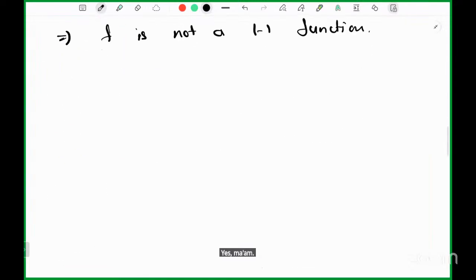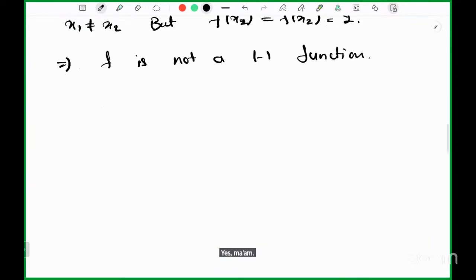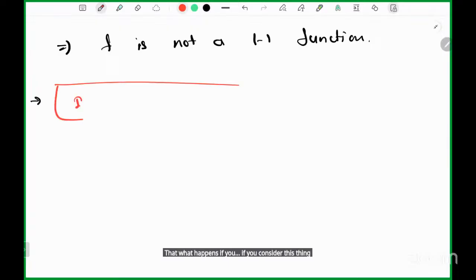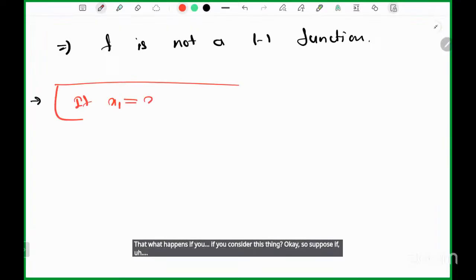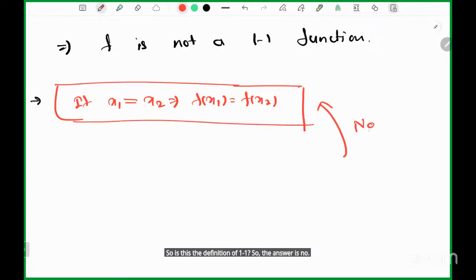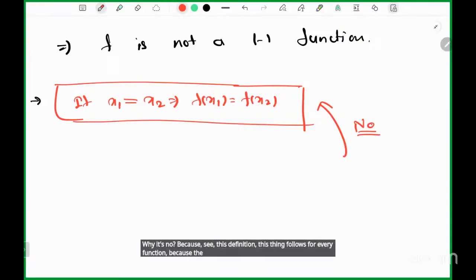Now, as Ronak mentioned, what happens if you consider this? Suppose x1 equal to x2 implies f of x1 equal to f of x2. Is this the definition of 1-1? The answer is no. Why is it no? Because this thing follows for every function, because the function has the property of uniqueness.